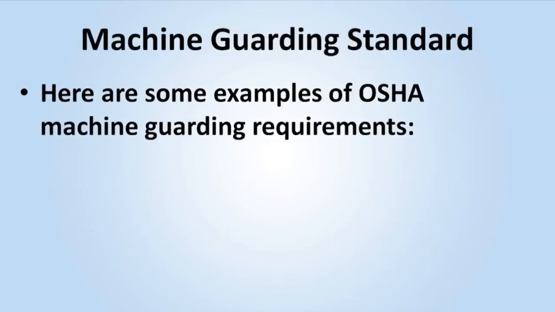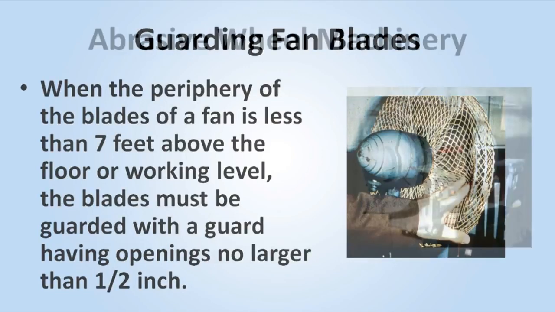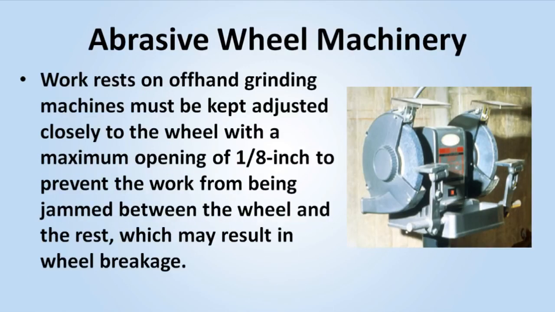Here are some examples of OSHA machine guarding requirements. When the periphery of the blades of a fan is less than 7 feet above the floor or working level, the blades must be guarded with a guard having openings no larger than ½ an inch. Work rests on offhand grinding machines must be kept adjusted closely to the wheel with a maximum opening of 1/8 of an inch to prevent the work from being jammed between the wheel and the rest, which may result in wheel breakage.